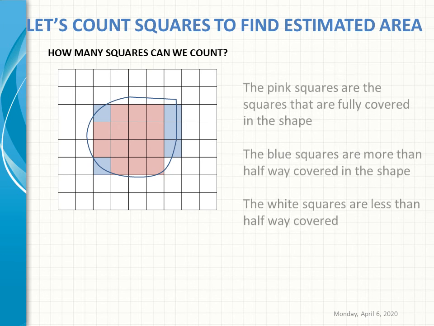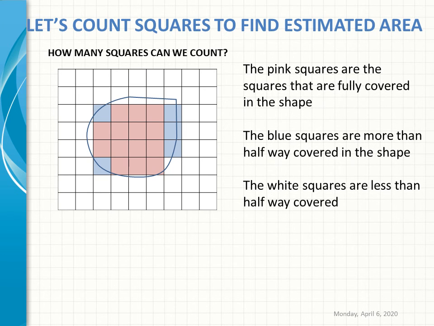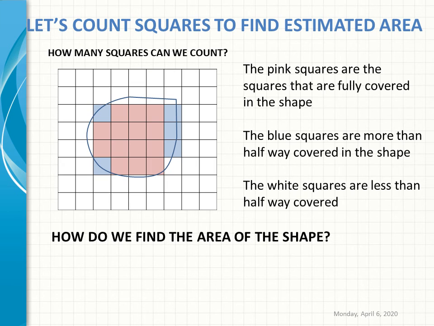Now what do we need to do? We said already that the pink colored squares are the fully covered ones. The shape fully covers those squares. For the blue ones, the shape covers those squares more than halfway. Then the white ones are really less and they are not up to halfway covered. How do we then find the area of this shape? Remember, it's an estimate, right?